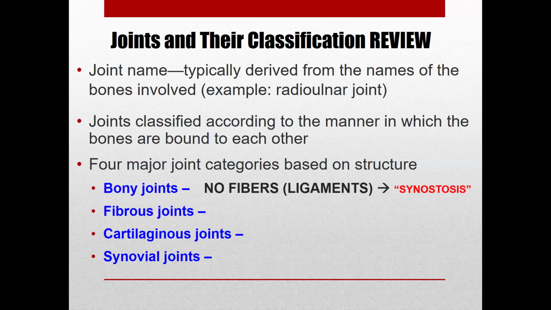Sin means coming together. Os means bone. Osis means condition of the bone coming together with nothing, no cartilage, no ligaments, right? A syndesmosis was ligaments. A synchondrosis was cartilage. Now it's synostosis, it's just bone and bone. So if you pay attention to the word, maybe that helps. But this is a fusion, whether it's pathological or normal, it's still called a bony joint.